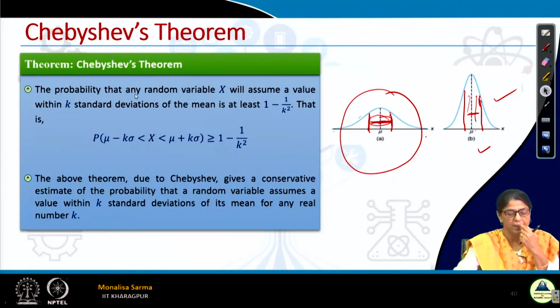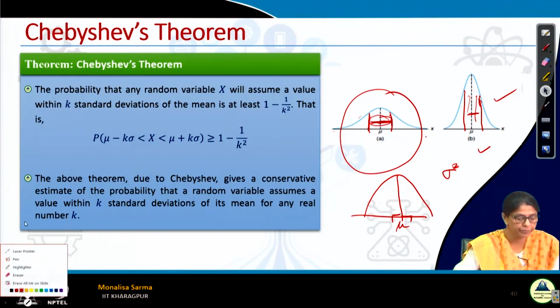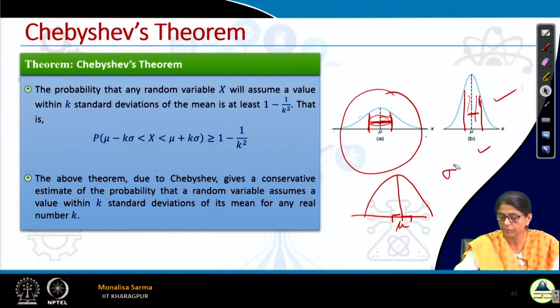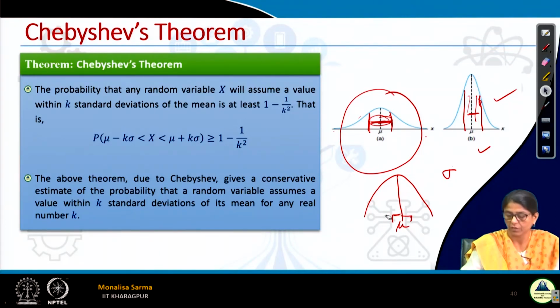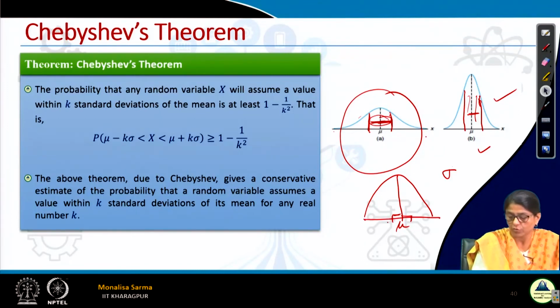So what is that? The probability that any random variable x will assume a value within k standard deviations of the mean. K standard deviations means, say, 1 standard deviation. Suppose I have drawn a figure, and suppose this is the mean, and this is 1 standard deviation. This distance is the standard deviation. Standard deviation is the square root of variance. So this is 1 standard deviation, then 2 standard deviations may be this point.